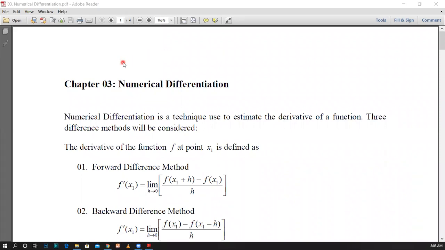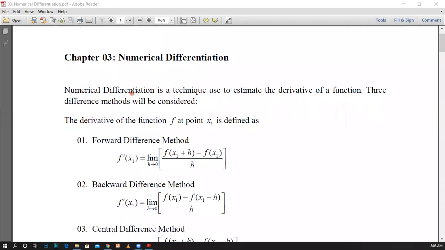In this session, I will discuss numerical differentiation. Numerical differentiation is a technique used to estimate the derivative of a function. In numerical differentiation, we are not going to use the techniques of derivatives to obtain the derivative of a function, but we have to use the basic concept of the limit for the derivative. Sticking to that concept, we are going to use an approximation method to obtain the derivative of a function.